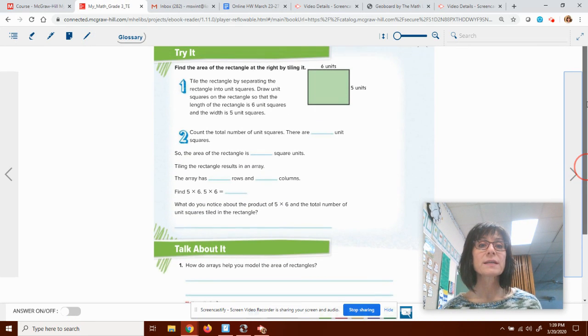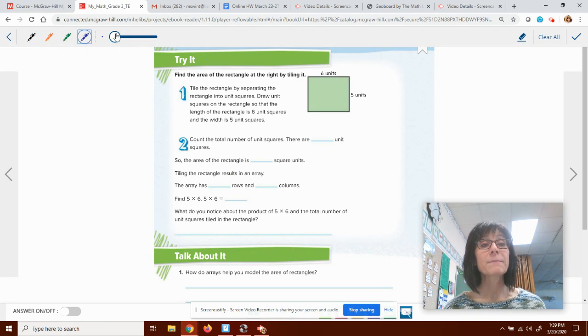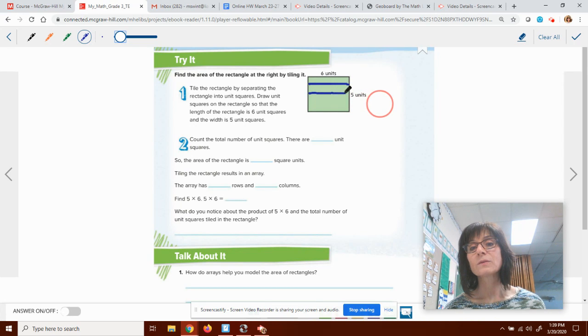The next page says this, try it. Find the area of the rectangle at the right by tiling it. So they are asking you to create 5 rows. So let me go ahead and take my pen, and I'm going to try to create 1, 2, 3, 4, 5. And then I'm going to try to create 6 columns to represent the 6 units.